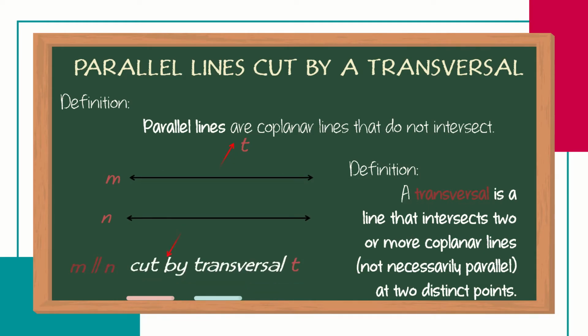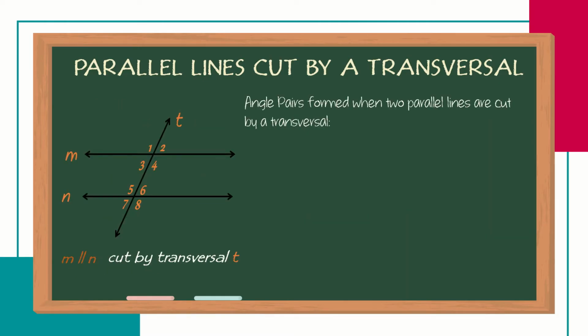We also learned on our previous episode that when two parallel lines are cut by a transversal, they form 8 angles. The angles formed by the transversal with the two other lines are called the exterior angles and the interior angles. We also have the pairs of angles formed by the transversal with the other two lines. These are the corresponding angles, the alternate interior angles, the alternate exterior angles, the interior angles on the same side of the transversal, and the exterior angles on the same side of the transversal.